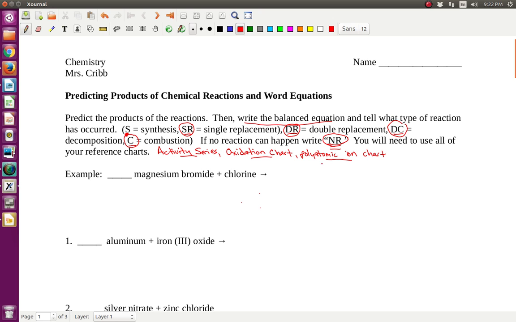Some things that you need to remember are the pattern for the polyatomic ions. So it's per-ate, ate, ite, and hypo-ite. So remember that. Per-ate, ate, ite, hypo-ite.